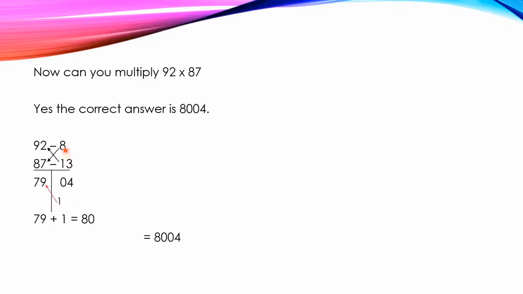Now we can either subtract 8 from 87 or 13 from 92. It will be much easier to subtract 8 from 87. But in both the cases we will get 79. Now I have 79 as my answer, so I will add 1, which was the carry, to 79. So 79 plus 1 is equal to 80. Now 80 and 04 is equal to 8004. Wasn't it easy?